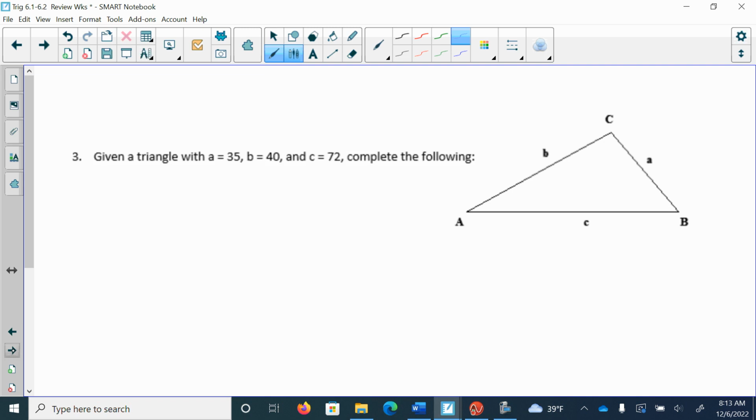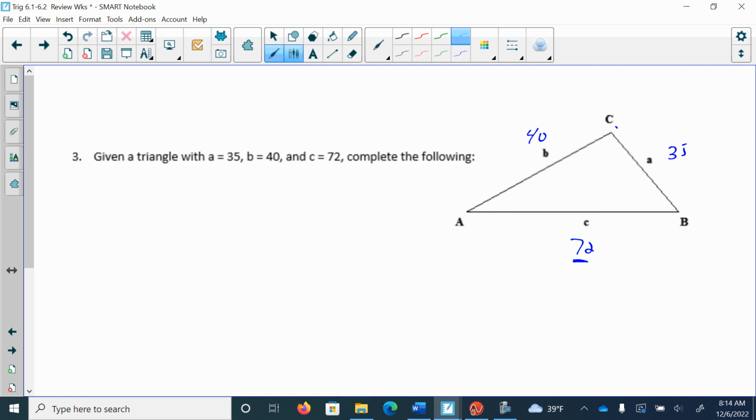Moving on to the next one, it says given the triangle, and it gives me the three sides. It tells me A is 35, B is 40, and C is 72. When I use the law of cosines, especially since I'm probably going to switch back to the law of sines after I finish one angle, I'm always going to solve for the largest angle first. So that'll take care of that ambiguous case where I might have two answers for the law of sines. Since side C is the largest side, I'm going to solve for angle C first.